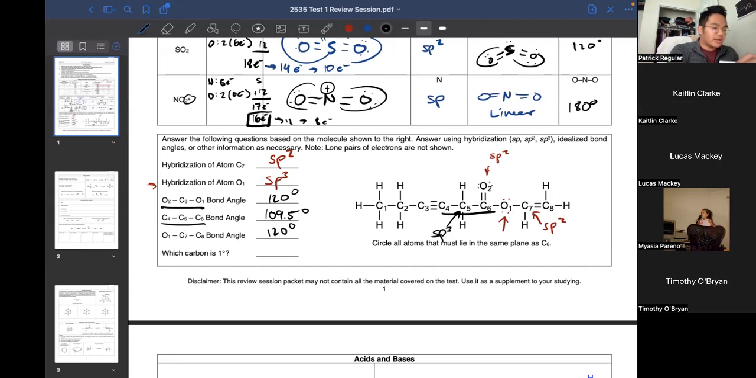So primary is if it's connected to one carbon. So by looking at this, which one is primary? Don't count the alkene, because we're going to get to that. Is it C1? C1. Yeah, C1.